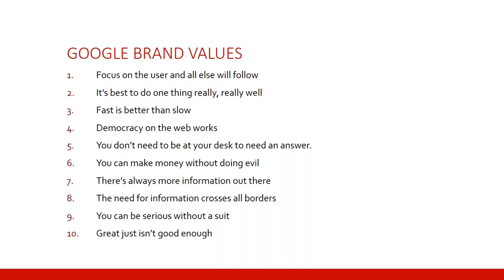Now, I've got the Google brand values in the slides because they are absolutely spot on. While you read this, keep in mind Google started writing these 15 years ago. So they have: focus on the user and all else will follow. It's best to do one thing really, really well. Fast is better than slow. Democracy on the web works. I don't know how much I agree with that one. You don't need to be at your desk to need an answer. You can make money without doing evil.